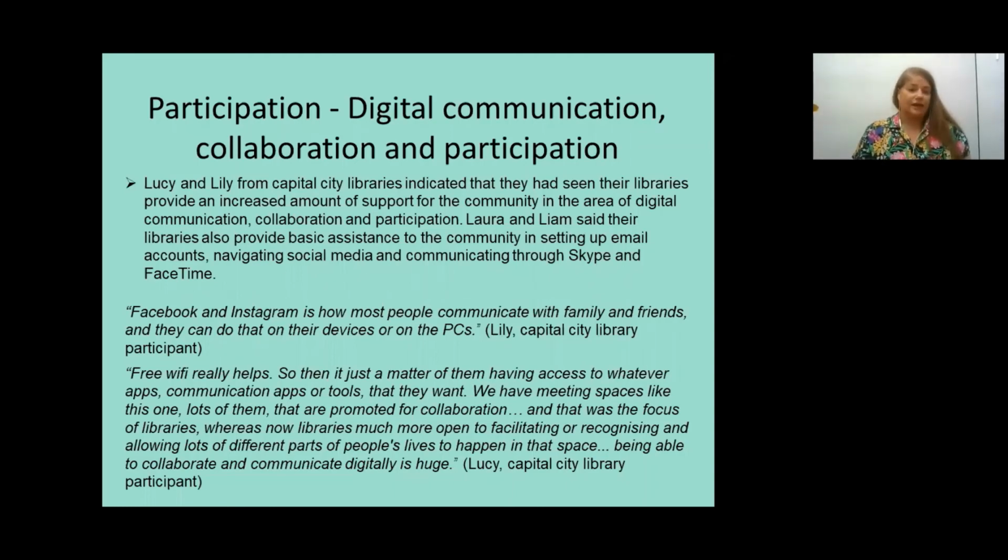Lucy from a different Capital City library commented that the free Wi-Fi really helps some people communicate and collaborate using whatever communication tools or apps they needed to connect with others digitally. But their physical meeting spaces were really important for digital collaboration, either for individuals connecting with the world or for groups to participate in group work with that digital collaboration.